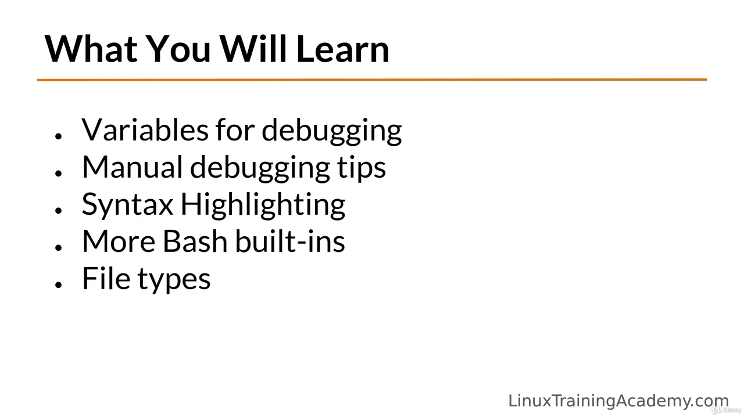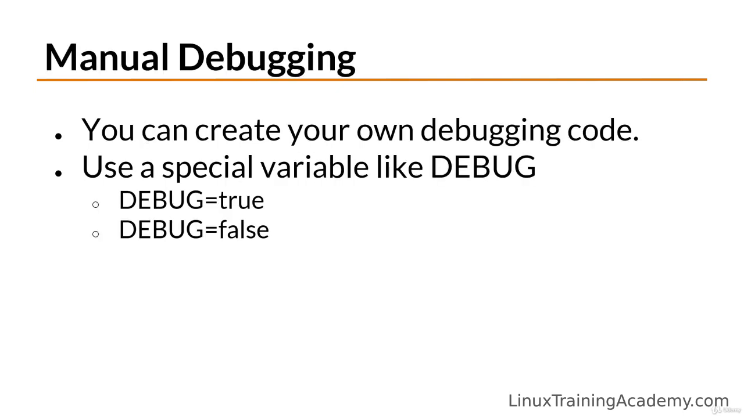In this lesson, you will learn how to use variables to control the behavior of your shell scripts and help you in debugging. You'll also learn how to manually debug a script. We'll also talk about syntax highlighting and how that can help you avoid common mistakes. You'll learn about a special bash variable that you can use to give you valuable information about what is happening inside of your scripts. Finally, you'll learn about the differences between Windows and Linux file types and the problems you may encounter if you plan to use multiple operating systems to create scripts.